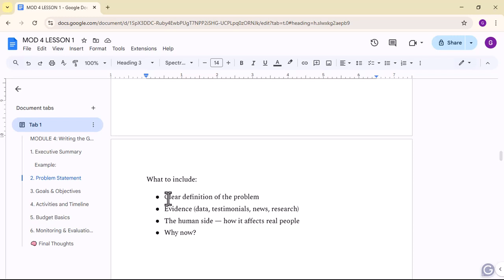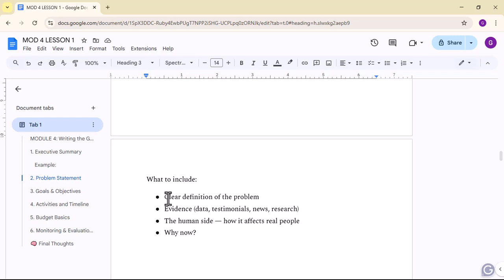Now, don't just say girls lack. This is an example I have here. You should not just say that girls lack access to education. Instead, you say in Riverine local government area, 40% of girls drop out before age 14 due to unsafe schools and early marriages. This is a very clear problem statement. But if you just say girls lack access to education, it doesn't make sense. And in fact, it might not even be true, because we've seen places where girls don't lack access to education.